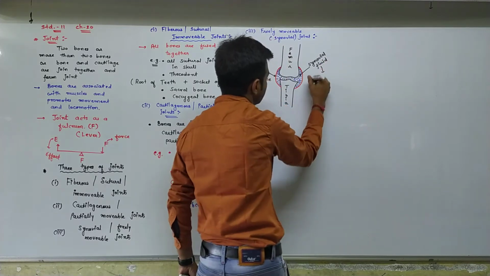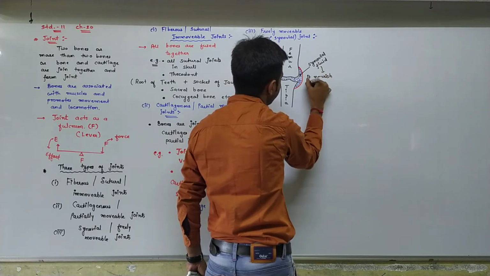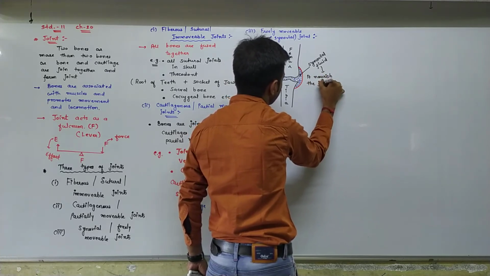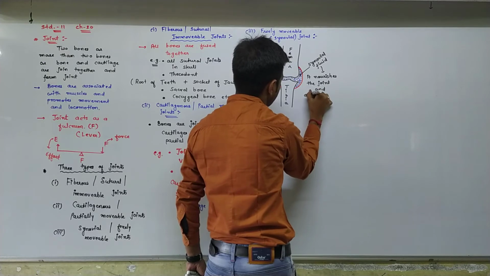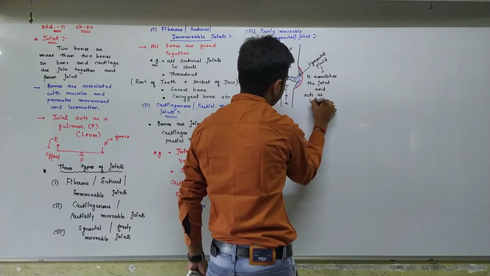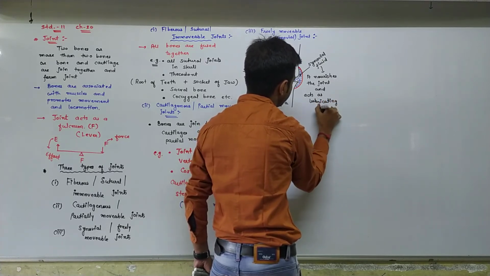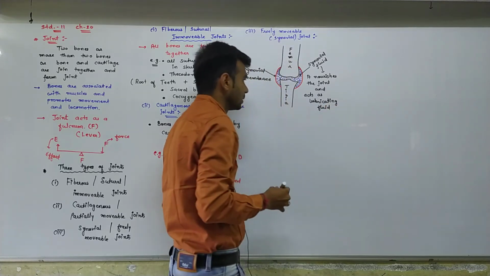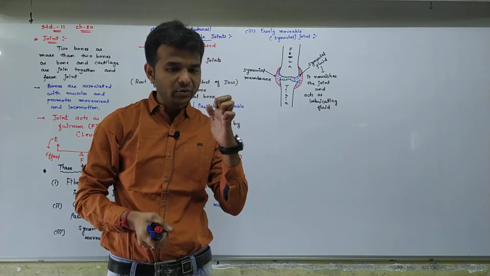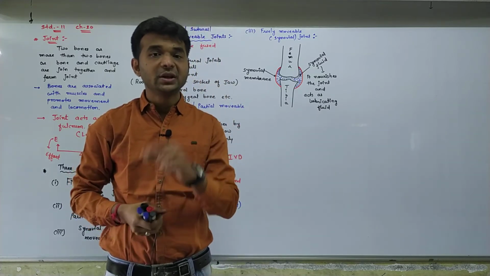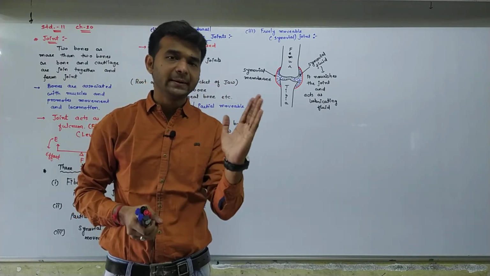Here it nourishes the joint and acts as a lubricating fluid. It prevents the friction between the two bones. So for example, when we do movement, it is frictionless movement because synovial fluid is accumulated in each and every joint in adequate amount.